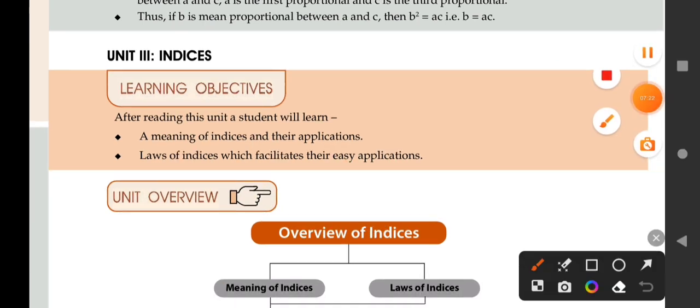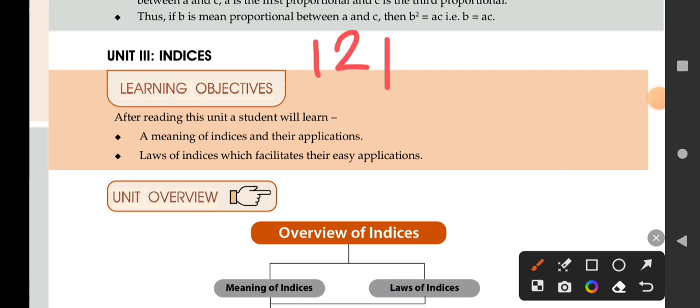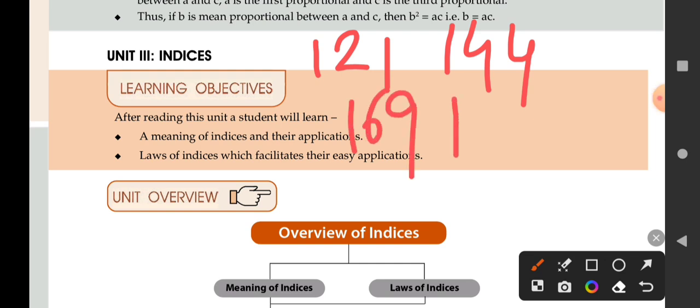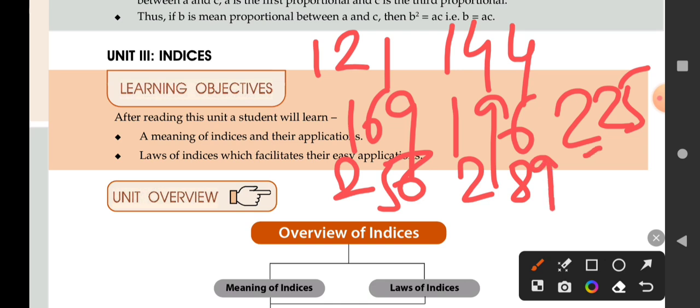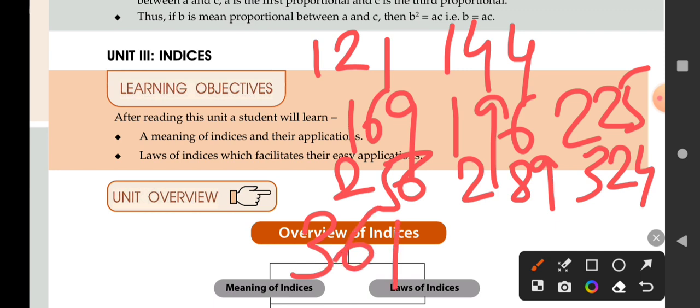Now 11 square 121. 12 square 144. 13 square 169. 14 square 196. 15 square 225. 16 square 256. 17 square 289. 18 square 324. 19 square 361. 20 square 400. So what about cubes?